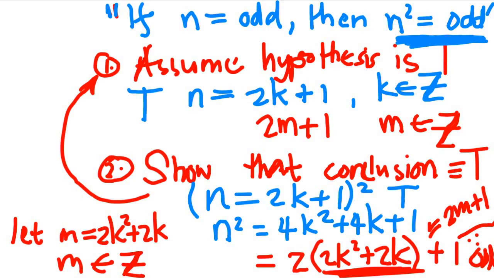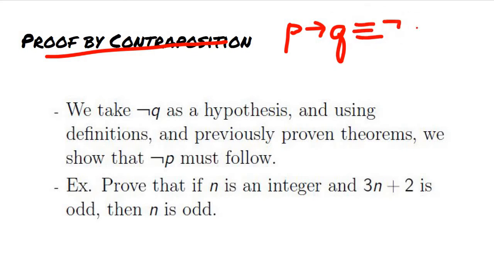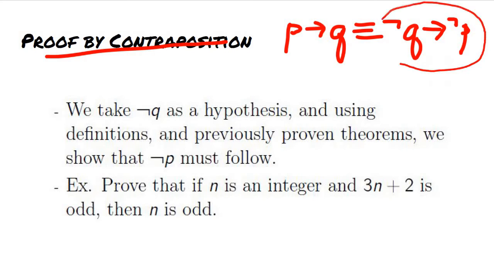Okay. Next, we also have proof by contraposition. As we have shown already, the implication is equivalent to its contrapositive, not Q implying not P. Therefore, with this logical equivalence in mind, we could basically convert the statement into its contrapositive and then apply direct proof.